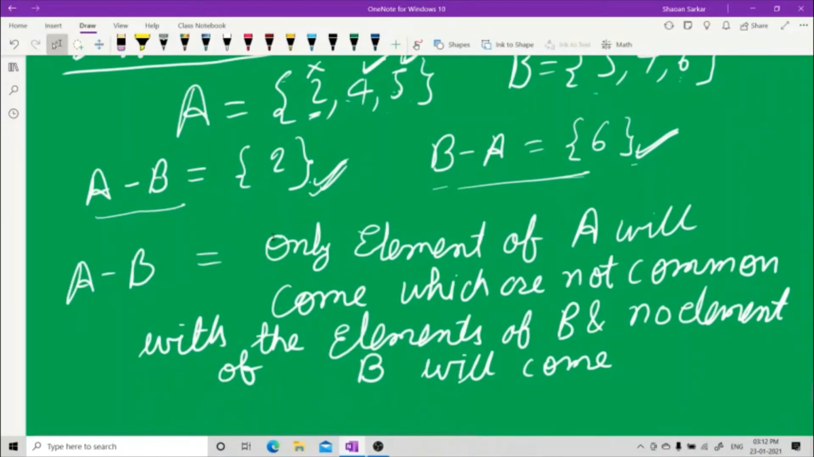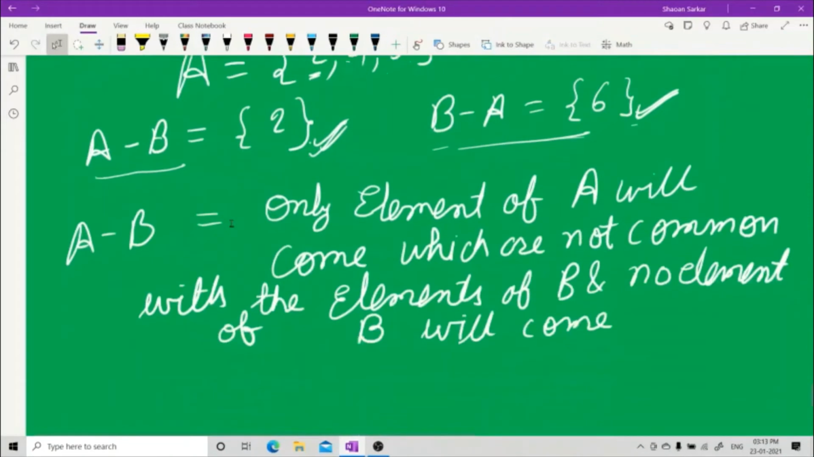Now let us write the meaning of A minus B. Only elements of A will come which are not common with the elements of B, and no element of B will come. For A minus B. सिर्फ एलिमेंट ऑफ A आएगा जो कॉमन नहीं है B के साथ, और B का कोई एलिमेंट नहीं आएगा, वो मुझे A minus B देगा. I hope you understood. Similarly for B minus A.